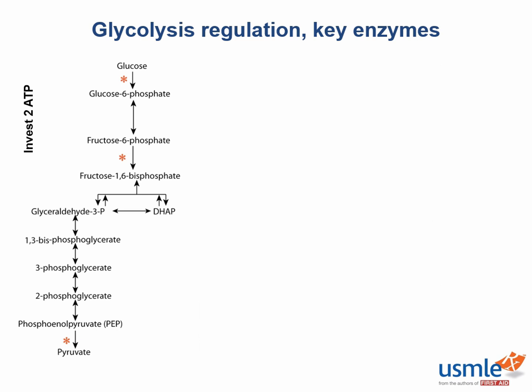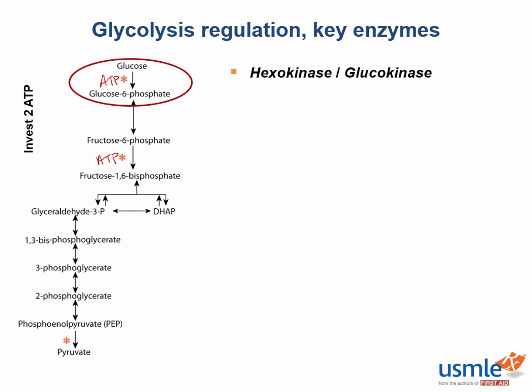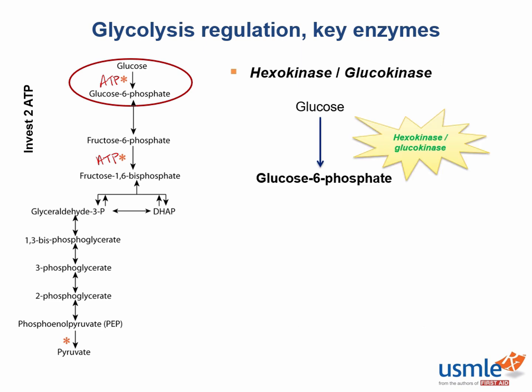Alright, now let's go through the enzymatic steps that are involved to regulate glycolysis. Now the 2 steps in glycolysis that require ATP are the first step and the third step, and you can see these here. This will represent our energy investment phase. First off, hexokinase or glucokinase will use 1 ATP to convert glucose to glucose 6-phosphate. And as we mentioned before, glucose 6-phosphate exerts negative feedback on hexokinase, but not glucokinase.